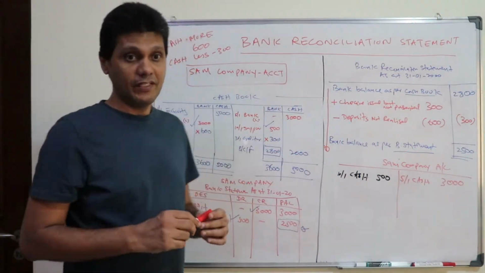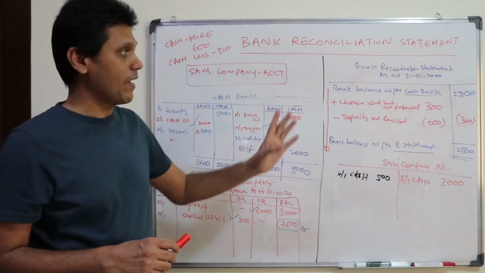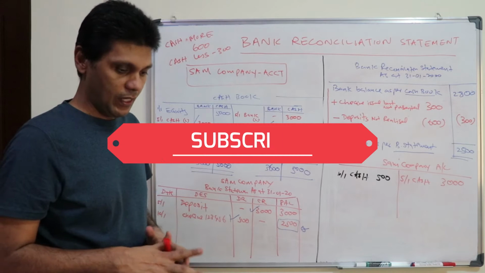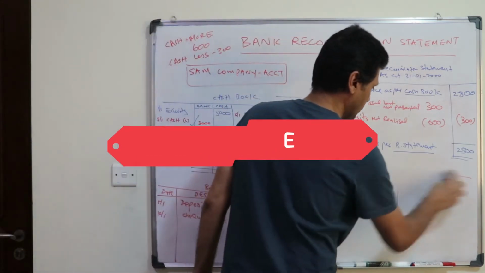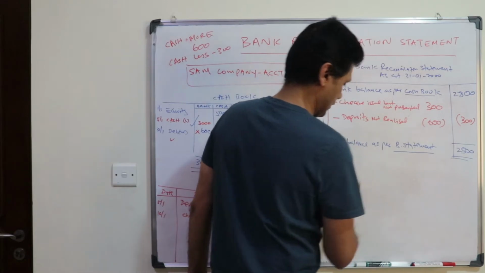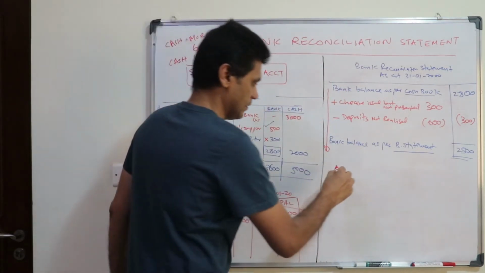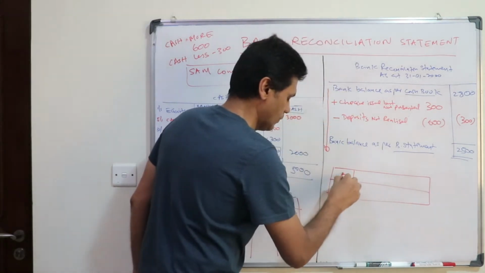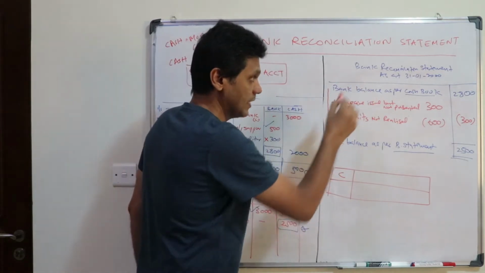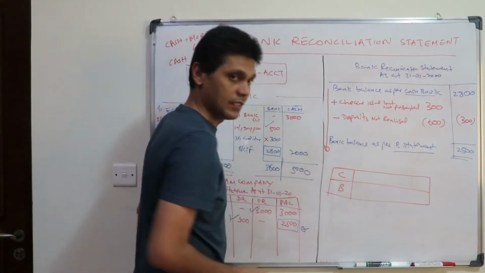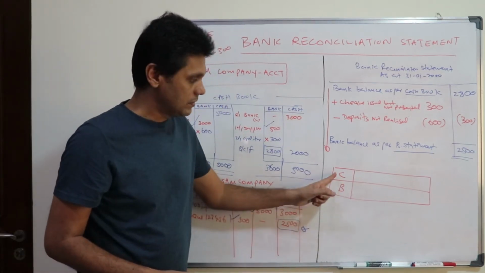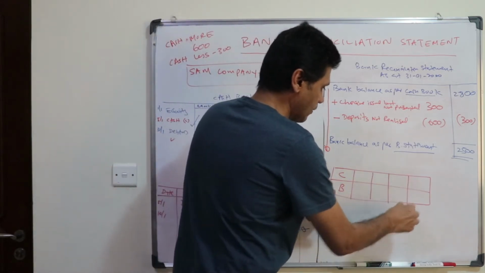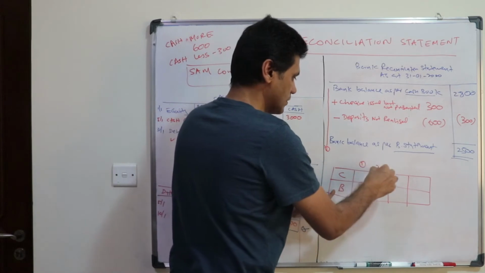Now there is a super easy way to prepare this bank reconciliation statement. What I used to do, I used to prepare a small table like this. This row is for the cash balance as per cash book. This balance is balance as per bank statement. This is cash book balance, this is bank. Now, depending on the differences, you just identify how many differences are there.